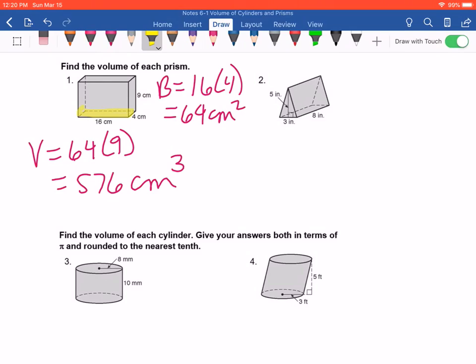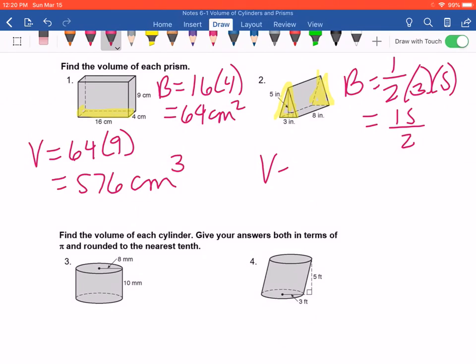Looking at number 2, you might be wondering, how will I know what my bases are in this figure? Well, be mindful. Rectangle is not your base here, guys. Your bases are, in fact, triangular figures here. So if I want to figure out the area of my base, big B is actually going to be equal to 1/2 base times height of that triangle. What we end up with is 15 halves. To figure out our volume now, we'll take the area of the base, which is 15 halves, times our perpendicular height between the two bases, which is in fact 8 units. So 15 halves times 8, we end up with 60 inches cubed as our volume.